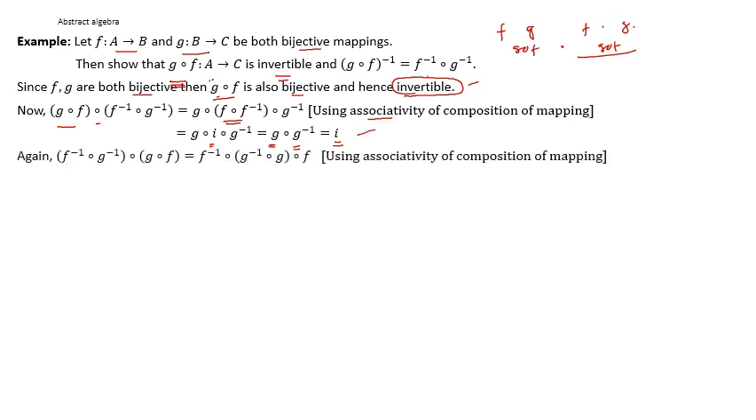Again, now we do the reverse. (F inverse ∘ G inverse) ∘ (G∘F). This is again by using associativity, F inverse ∘ (G inverse ∘ G) ∘ F. But G inverse ∘ G is identity, so this is F inverse ∘ F, but F inverse ∘ F is again identity. So it does not matter if we do (G∘F) ∘ (F inverse ∘ G inverse) or (F inverse ∘ G inverse) ∘ (G∘F), in both cases we get identity. So therefore আমরা বুঝতে পারছি (G∘F) inverse is actually F inverse composition G inverse.